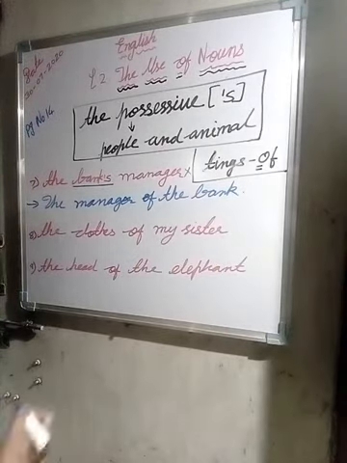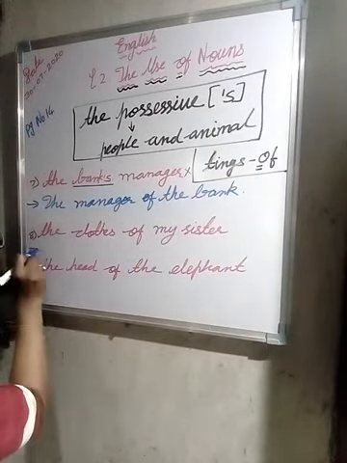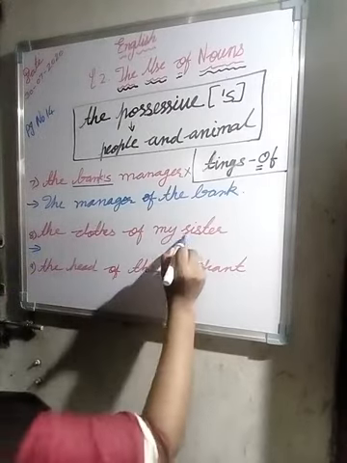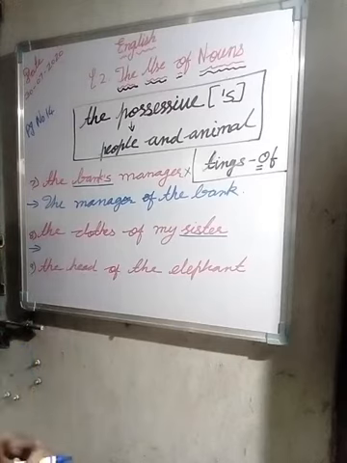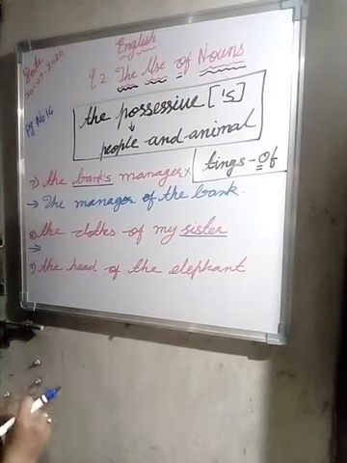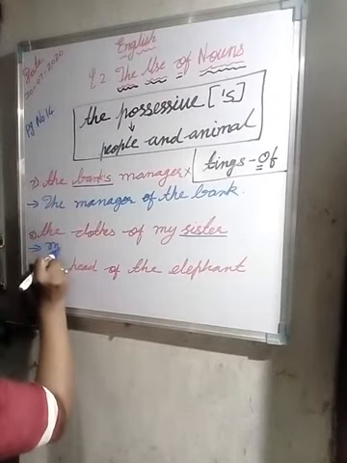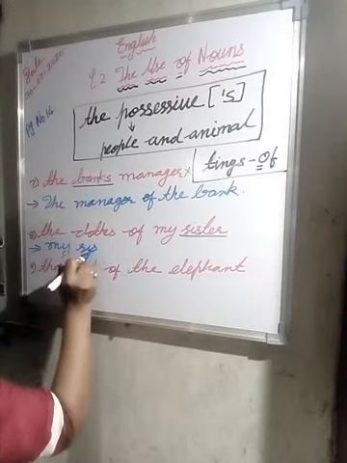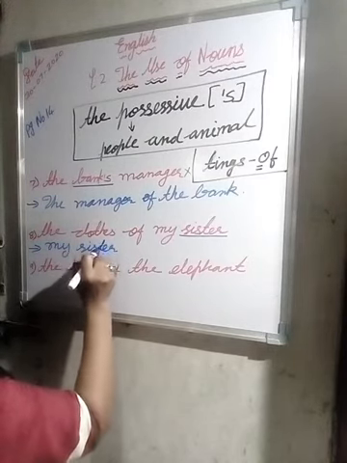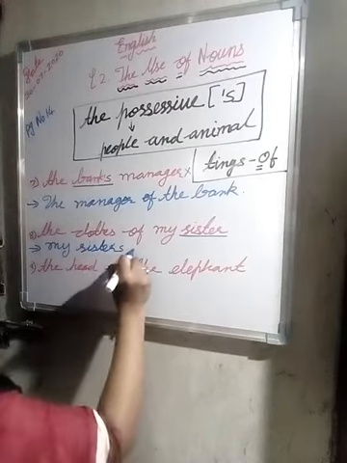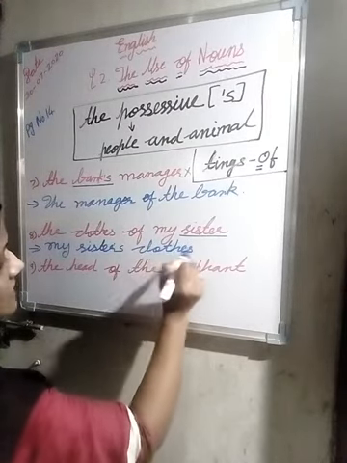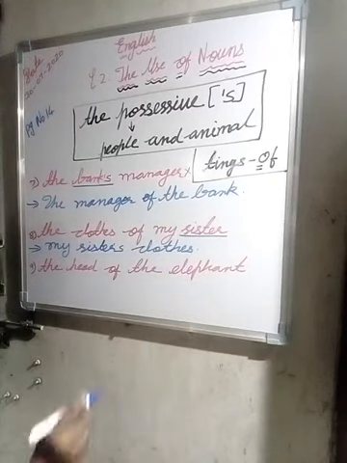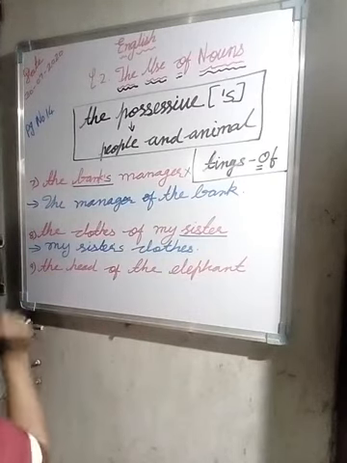Now number eight, "the clothes of my sister." Here you can see the sister is a person, so you can use apostrophe s here. So what will be the answer? My sister's clothes. So this will be the correct one, because these clothes belong to the sister. That's why my sister's clothes will be the correct answer.